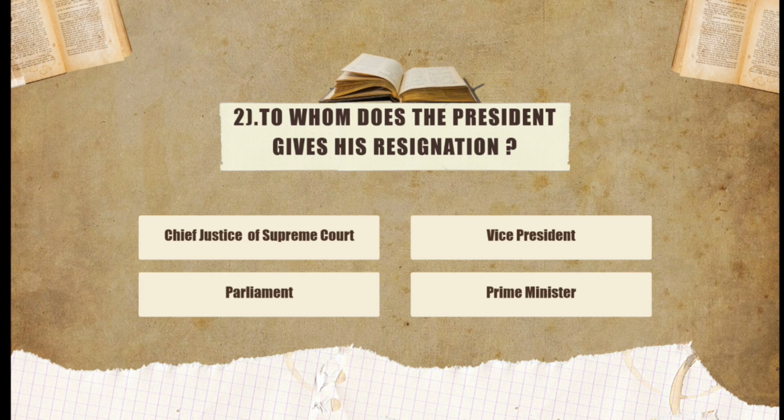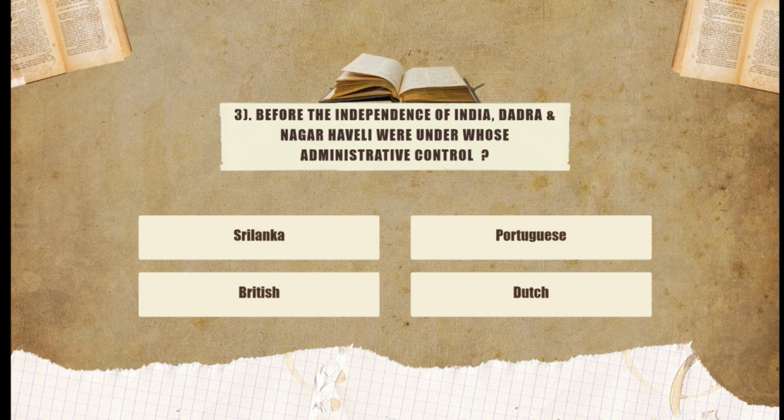The correct answer for question number two is that the President can give his or her resignation to the Vice President of India. Okay. Next question, question number three. Before the independence of India, Dadra and Nagar Haveli were under whose administrative control?